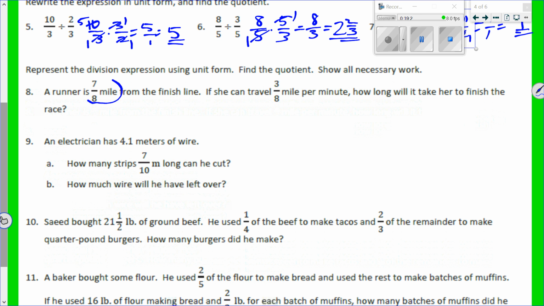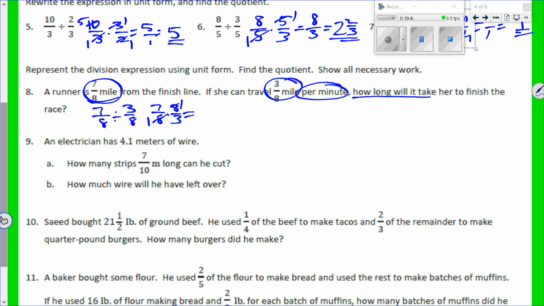Okay, last one. 7/8 miles from the finish line. She can travel 3/8 miles per minute. How long will it take her to finish? So I have 7/8 dividing into 3/8. So keep, change, flip. 8's go away. 7 times 1 is 7. 1 times 3 is 3. 3 goes into 7 2 times with 1 left over. Don't forget your units. 2 1/3 minutes.